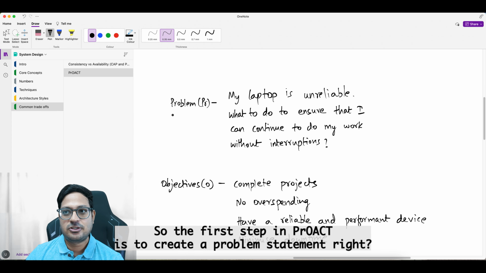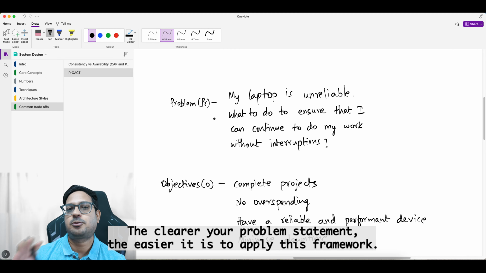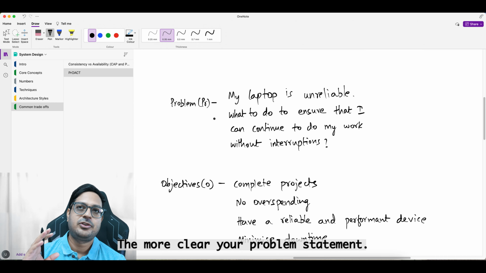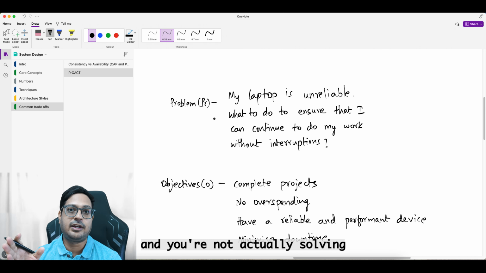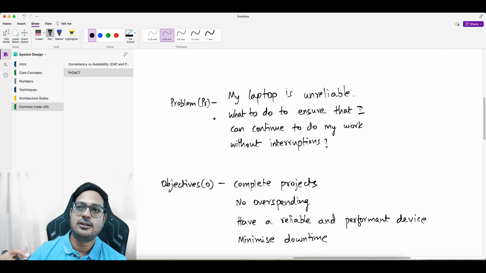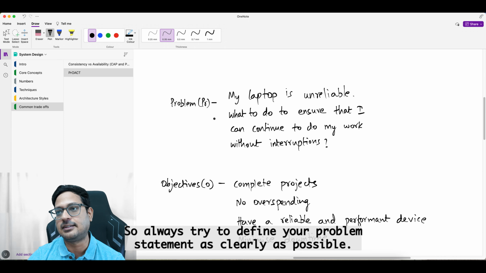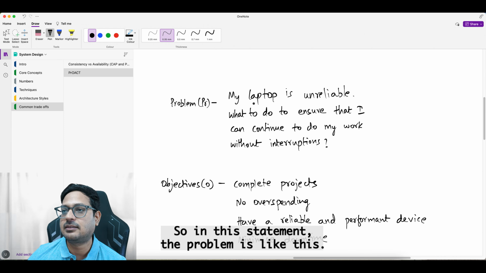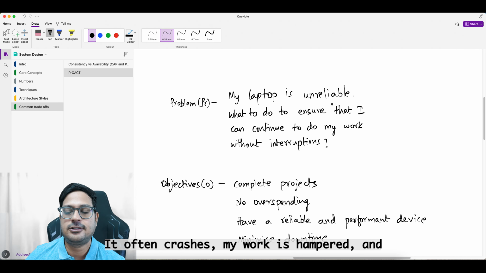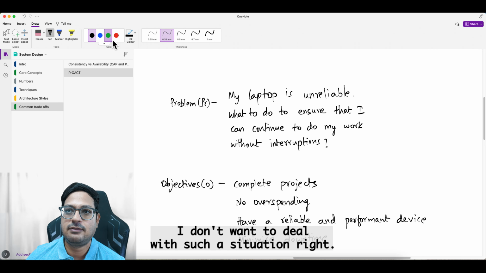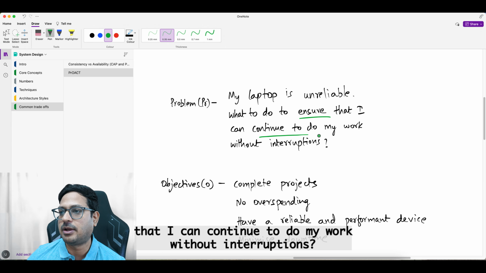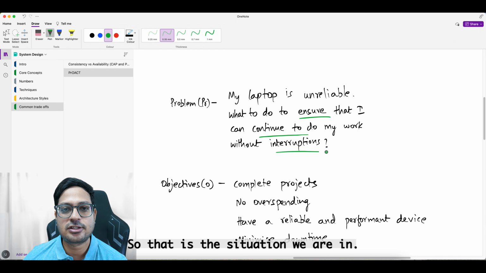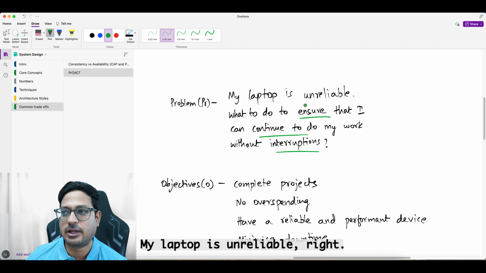The first step in PrOACT is to create a problem statement. The clearer your problem statement, the easier it is to apply this framework. The more clear your problem statement, the more you are naturally analyzing the problem in the correct way, and you're not solving a different problem than what is meant to be. So always try to define your problem statements as clearly as possible. In this case, the problem is like this: my laptop is unreliable, it often crashes, my work is hampered, and I don't want to deal with such a situation. So what do I do to ensure that I can continue to do my work without interruptions? That is the situation we are in. That is the problem statement. My laptop is unreliable.